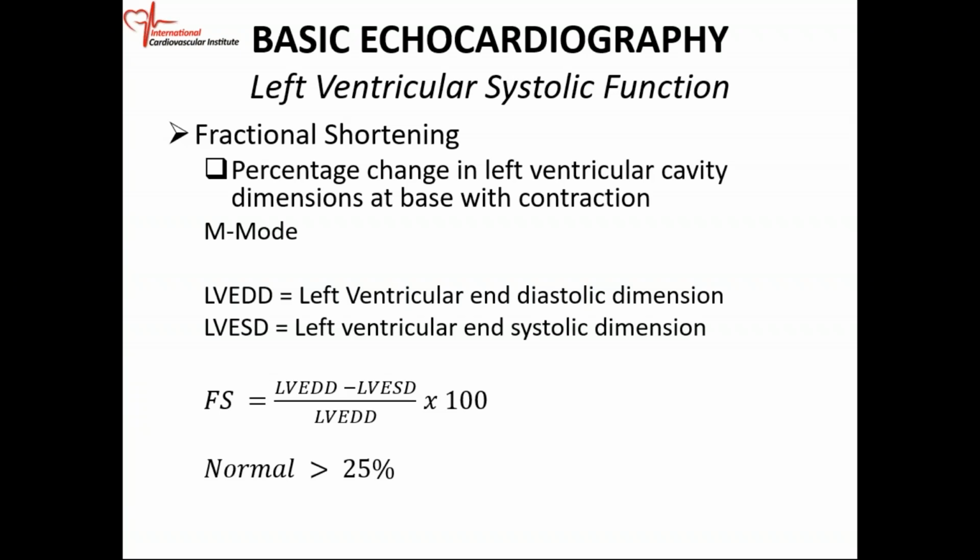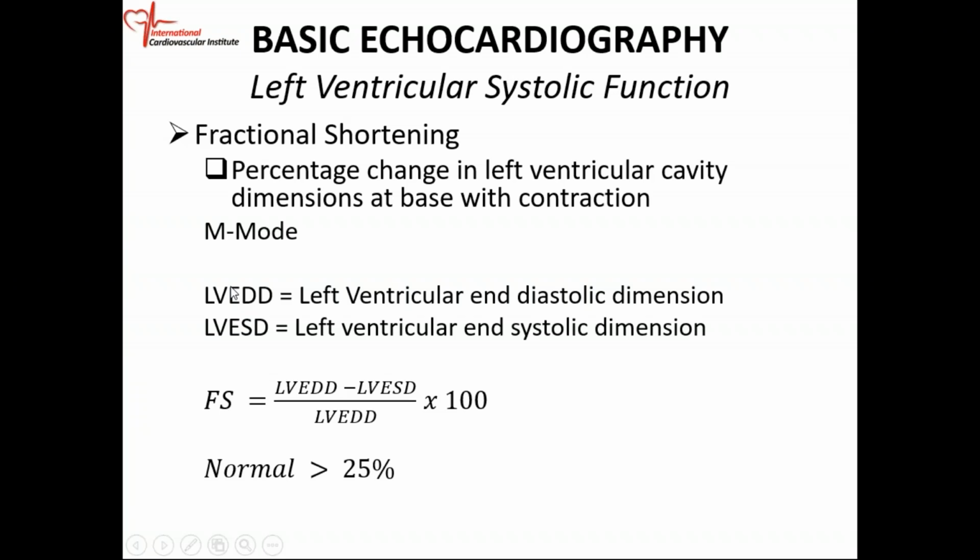We usually talk about fractional shortening as well. It's an older concept, but we still talk about it. And it's just the percentage change in the left ventricular cavity dimensions at the base with contraction. So it's just at the base, you're going to see how much it shortens with contraction. And this is a linear measurement. When we talk about ejection fraction, we talk about volume. Fractional shortening is just a linear measurement, and we can do it using M mode or two-dimensional echo. I know we have not done M mode, but the concept is the same.